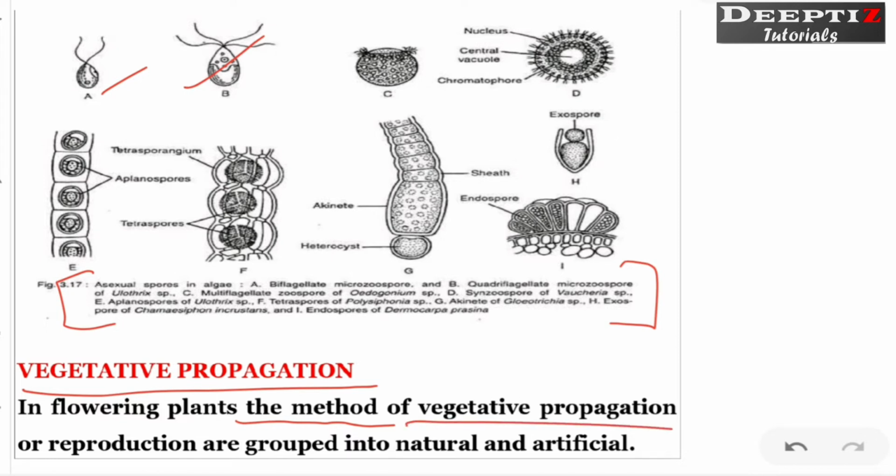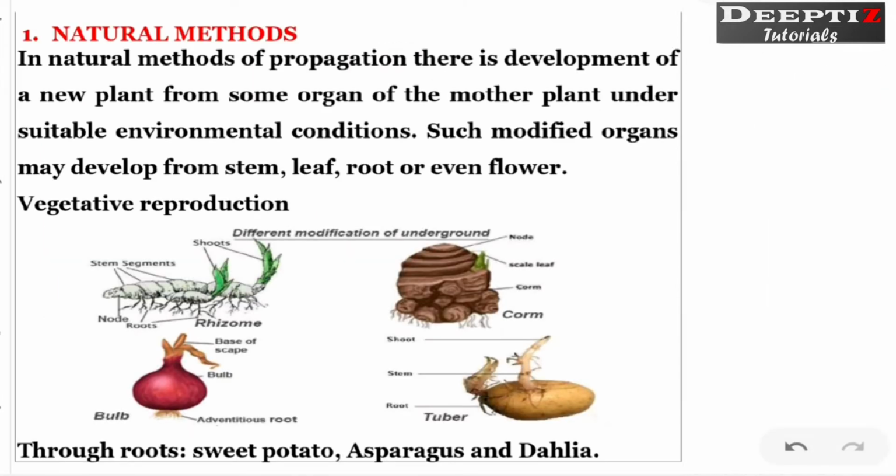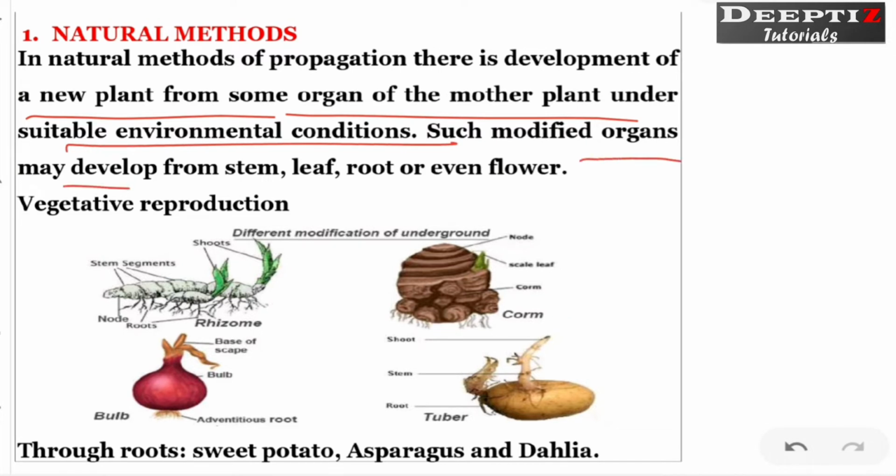Vegetative propagation is divided into natural as well as artificial modes. In natural methods of propagation, what happens? The new plant is formed from some organ of the mother plant under suitable natural condition. We are not doing any external work, it grows by itself. New plants can form even from stem, leaf, root, or even from the flower. Such a reproduction we call vegetative reproduction.